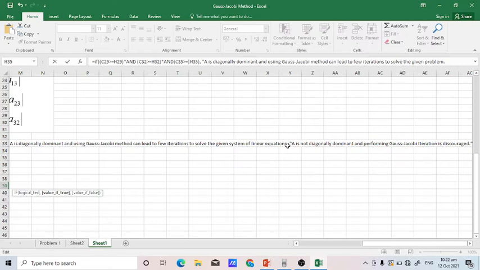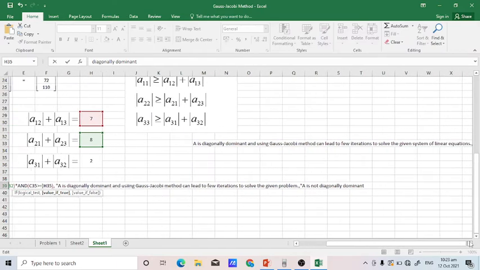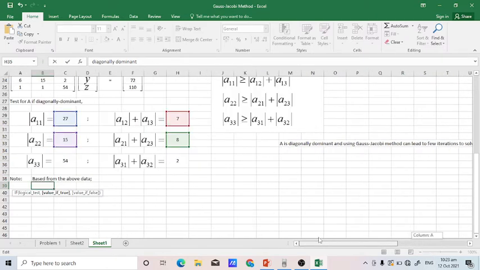Tapos, maglalagay tayo ng another statement, yung opposite naman. Okay, kasi if statement yan eh. If statement, meron nang opposite. A is not diagonally dominant. A is not diagonally dominant and performing Gauss-Jacobi method, and Gauss-Jacobi iteration or Gauss-Jacobi method is discouraged. Okay?